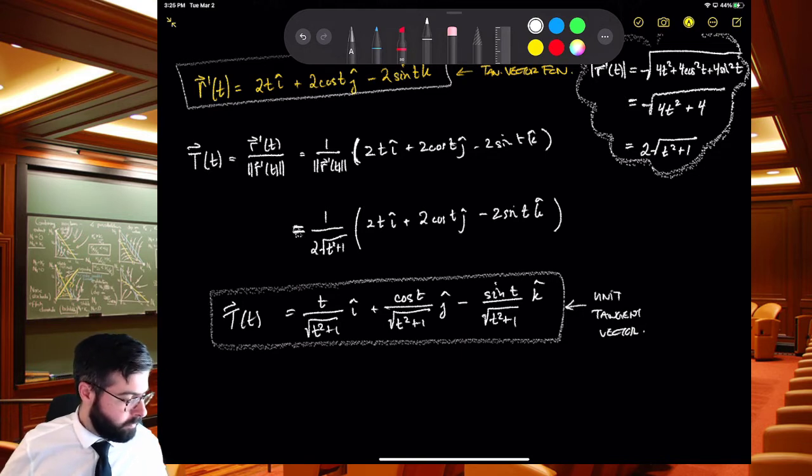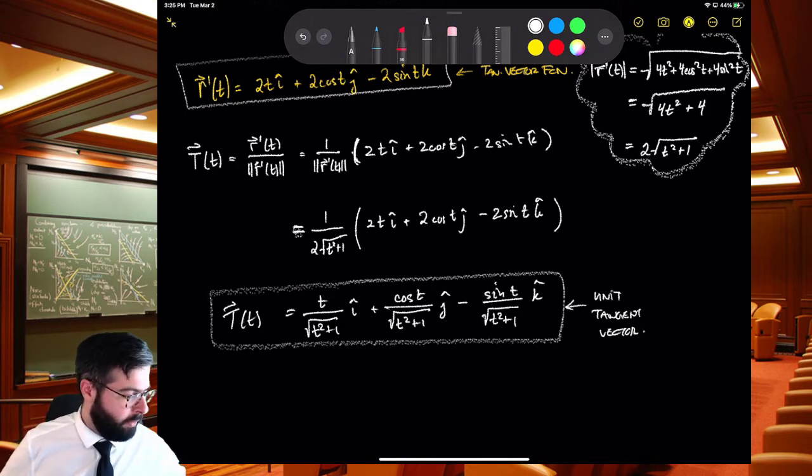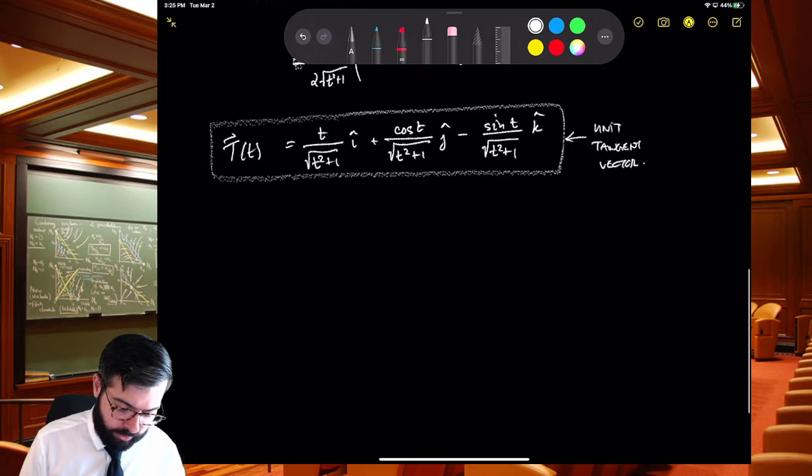Did I say it's the rate of change of the direction? It's not the rate of change of the direction. It is the direction of the tangent. That's a second order thing, is what I just uttered there.